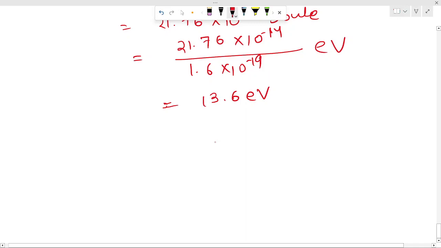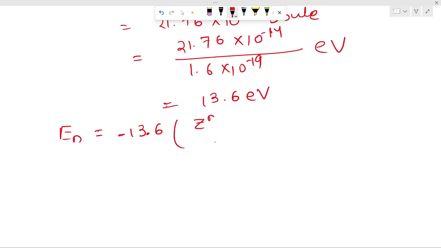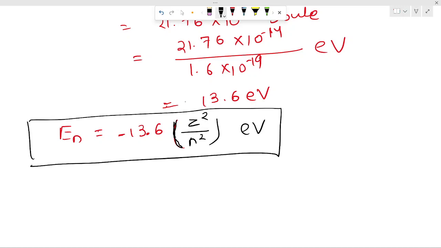So our energy expression becomes En is equal to minus 13.6 Z square upon n square electron volt. This one is the final expression for total energy. Take it as equation number 4.